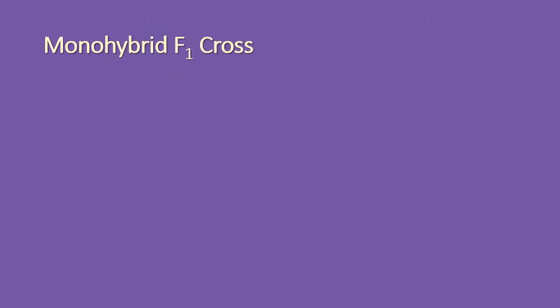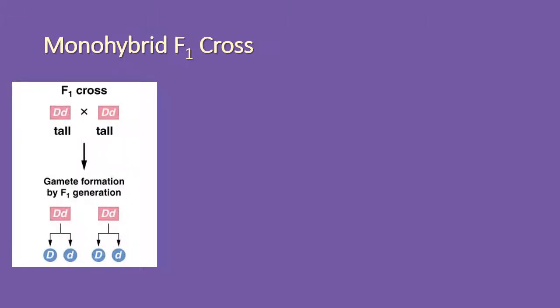Now when we do the F1 cross, this time we're looking at 2 heterozygotes. So you can have 2 big D, little d's. They're both tall phenotypically, but they are heterozygous genotypically. Then when they form gametes, each gamete is going to have either a big D or a little d. So it's either going to have the allele for a tall plant or a short plant.